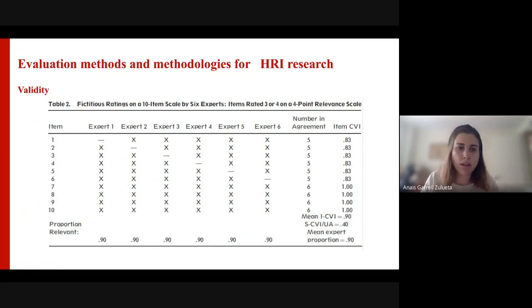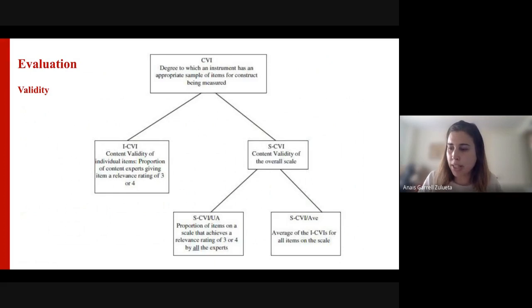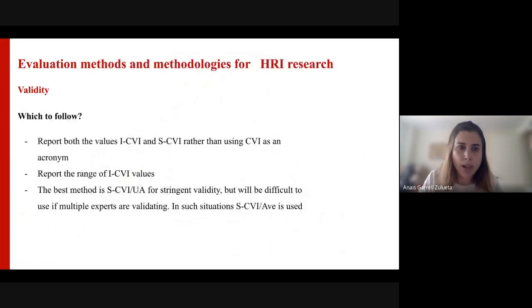So this is the way that you evaluate your questionnaires. You have to pick 5, 6 experts on the topic. Here I'm giving you a scheme that is very easy to understand. So which one do you have to follow? Depends on you. My recommendations are as follows: report both the values ICVI and SCVI rather than using the CVI as an acronym. Report the range of ICVI values, and the best method is SCVI universal for stringent validity, but it will be difficult to use if multiple experts are validated. So in such a situation, you can use the average.